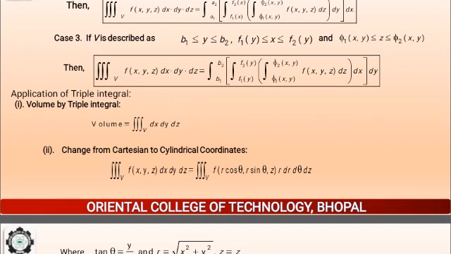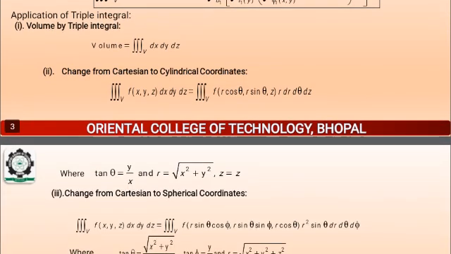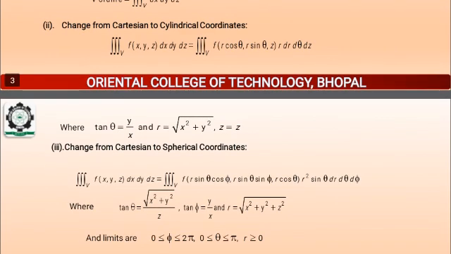Triple integration can be changed from Cartesian to cylindrical coordinates, and here x can be written as r cos theta, y can be r sin theta, z remains the same, and dx dy dz can be written as r dr d theta dz, where tan theta is y by x, r is under root x square plus y square, and z is z.